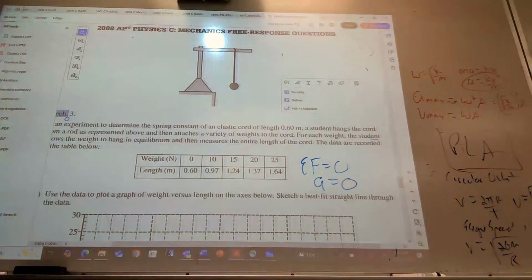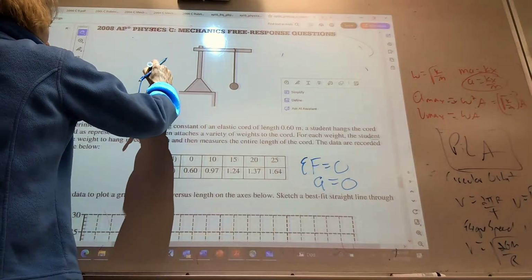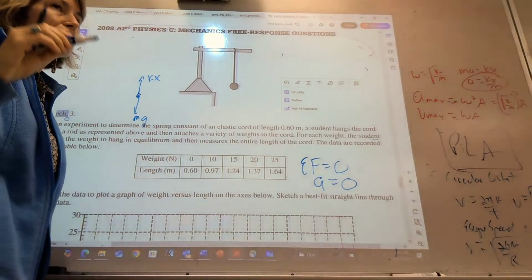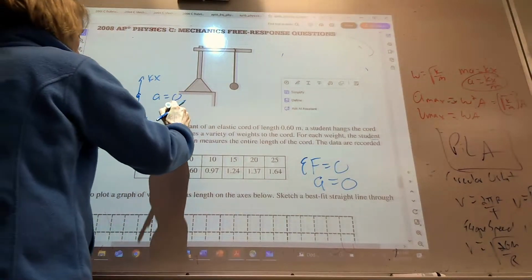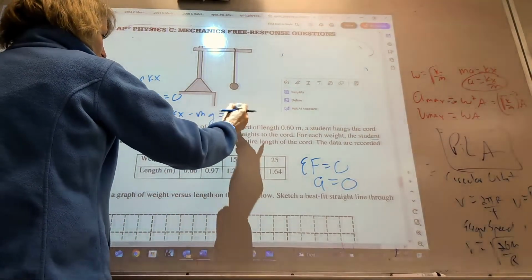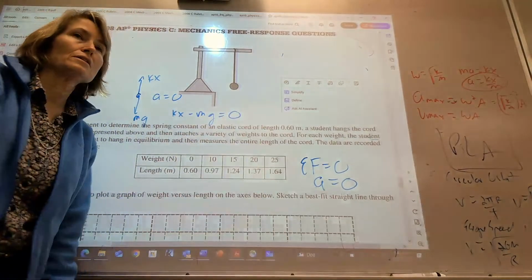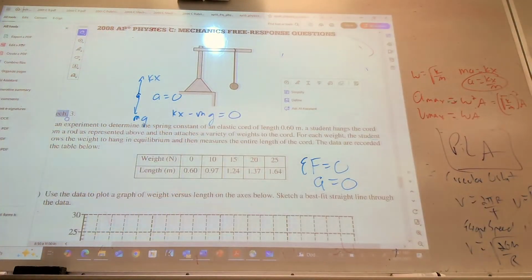So you do your sigma Fy, you have the weight pulling down, you have Kx pulling up. This is true for every single vertical spring. So when they start talking about acceleration, we know this is 0. So we know our Kx minus mg is equal to 0. So K, you isolate your X, you solve for the X. It comes up for every single one.